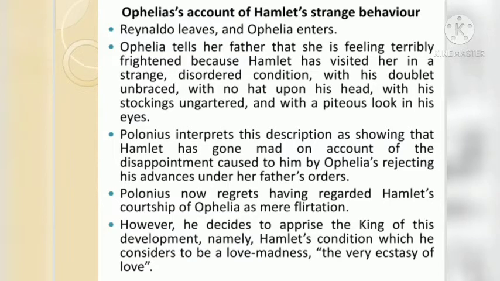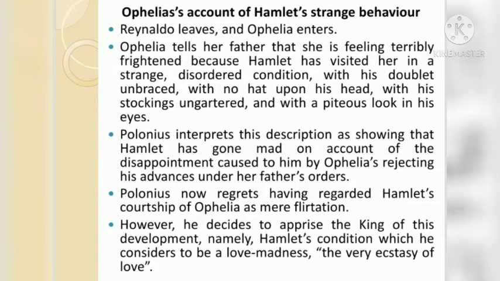Polonius interprets this description as showing that Hamlet has gone mad on account of the disappointment caused to him by Ophelia's rejecting his advances under her father's orders. So when Polonius hears all this, he comes to the conclusion that Hamlet is under love sickness. It is because of that that Hamlet is now in disillusionment and now he is sorrowful.